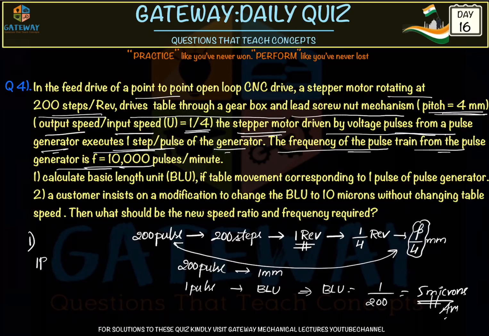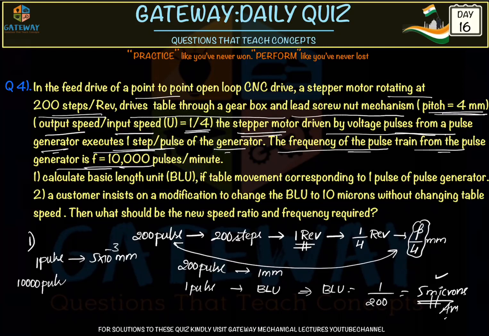Simple. It is said in the question, for one pulse, for BLU, we are getting 5 microns on the table feed, right? Nothing but the BLU. So 5 microns is nothing but 5 into 10 power minus 3 mm on the table feed. And it is said in the question, the frequency was given as 10,000 pulses per minute.